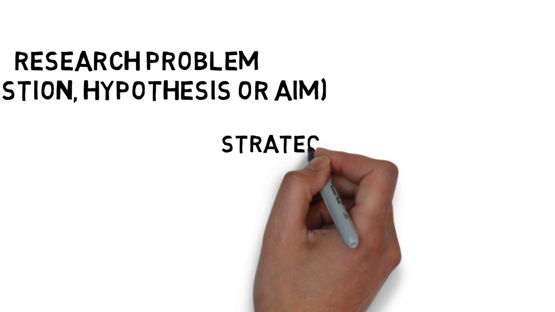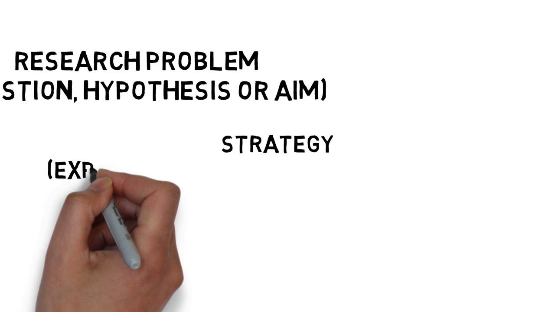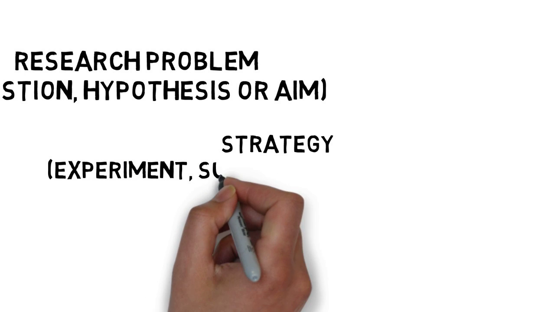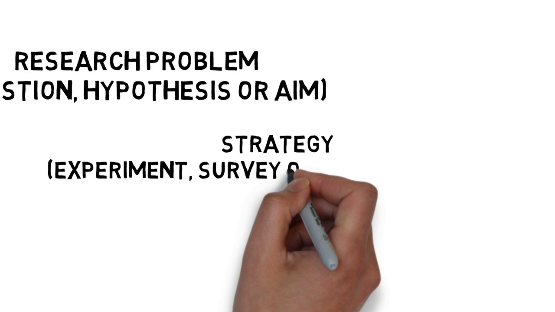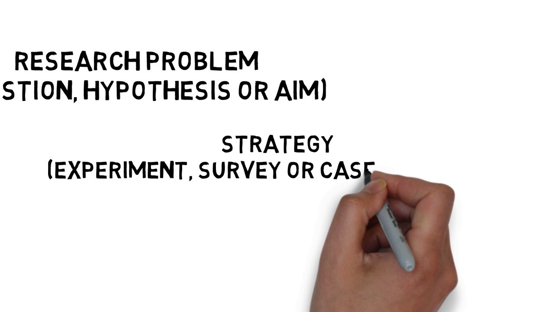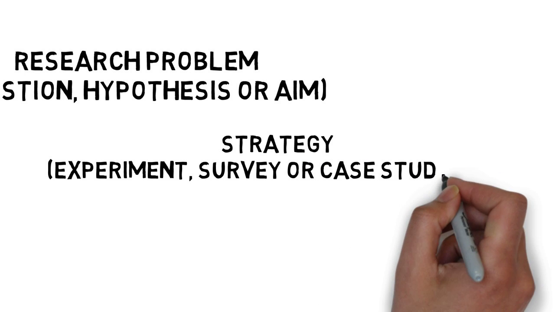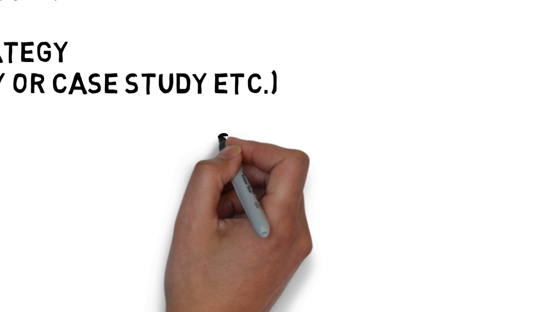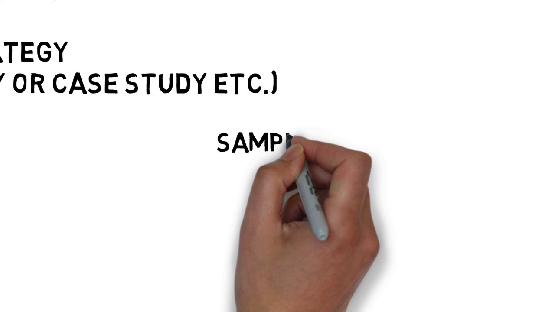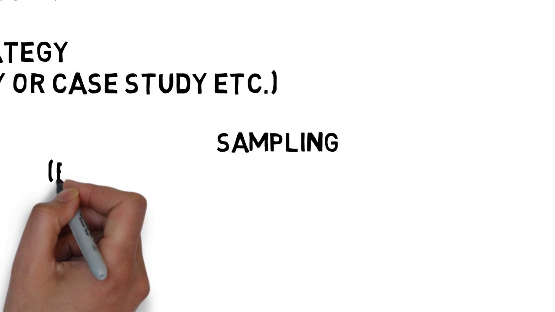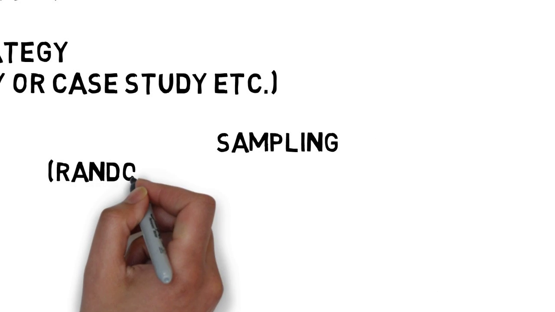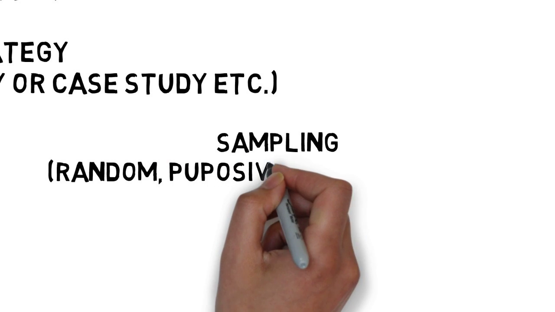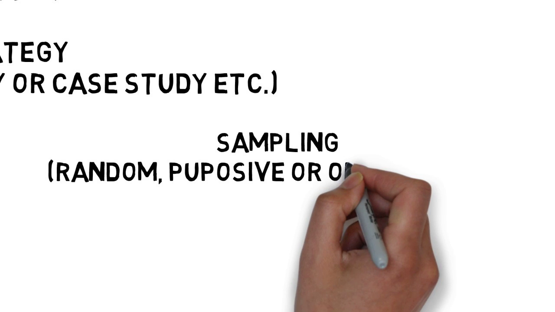The second one is what is your strategy when it comes to answering that question or hypothesis or finding that aim? It can be in the form of an experiment, it can be in the form of a survey, or it can be in the form of a case study. Another thing which is important is sampling. Sampling is something which you do for giving out your surveys or interviews. Sampling can be random, it can be purposive, or it can be just one case study.